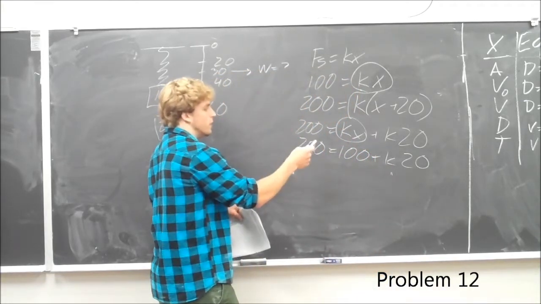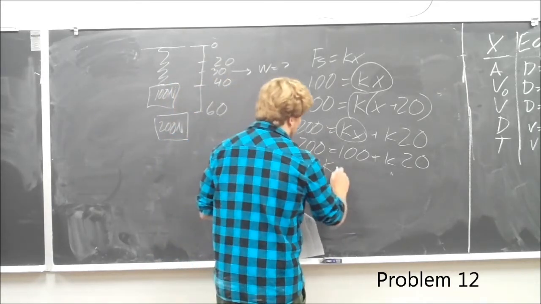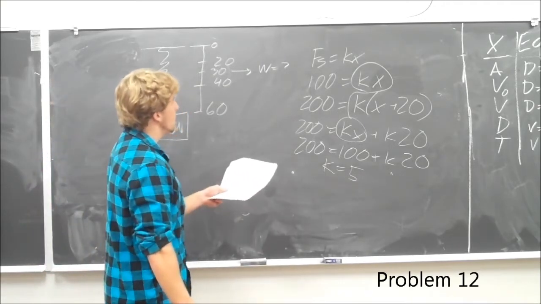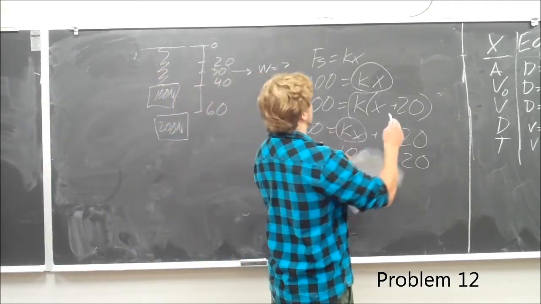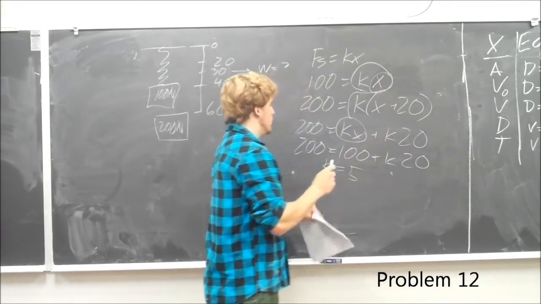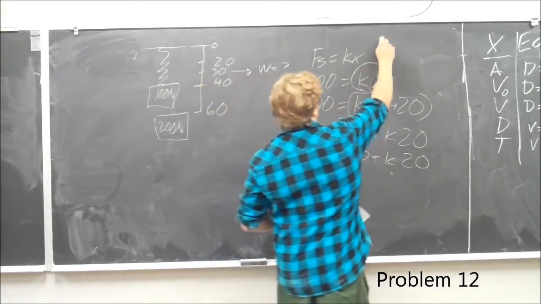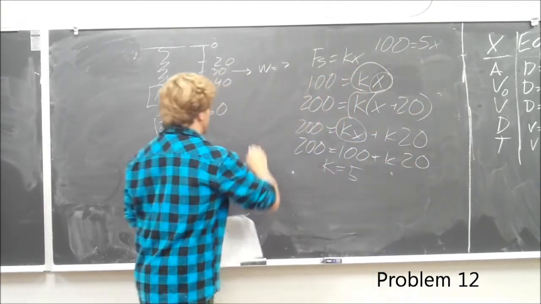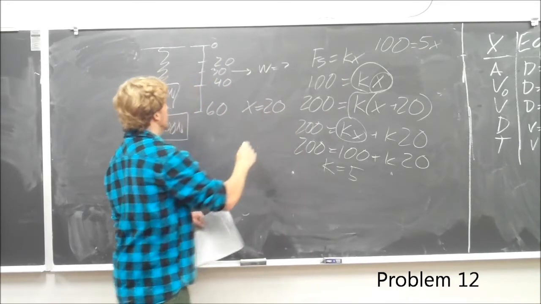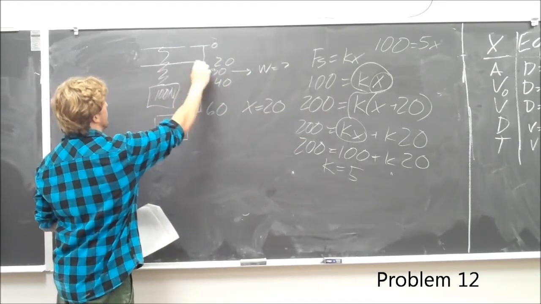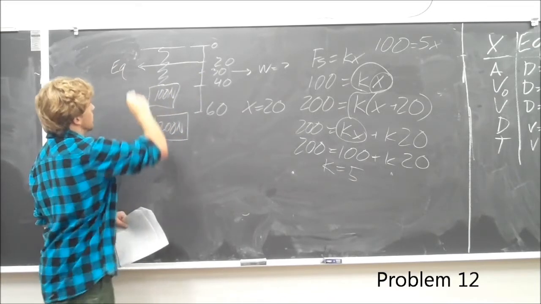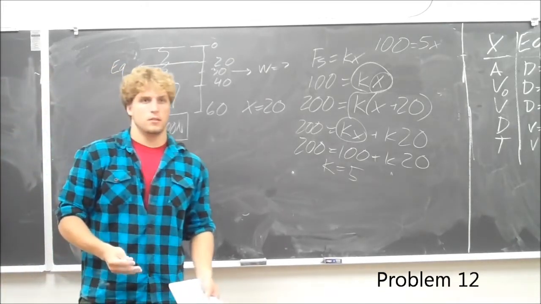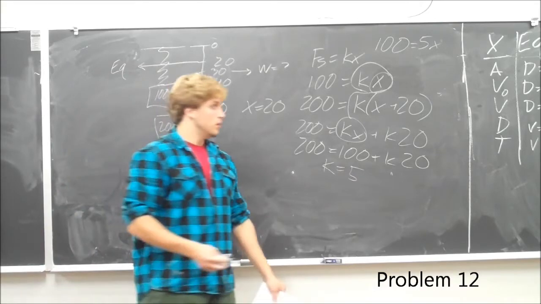200 minus 100 is 100 divided by 20. K is equal to 5, right? So now we know K. So let's find out how far this X is initially. All right, so K is 5. Let's do 100 equals 5 times X. Now we find out that X is equal to 20. So it's at equilibrium at 20. Right? That's what the natural state of the spring is. Does that make sense? Okay?